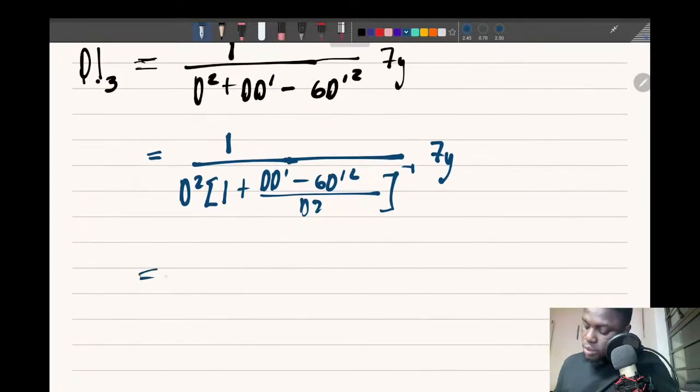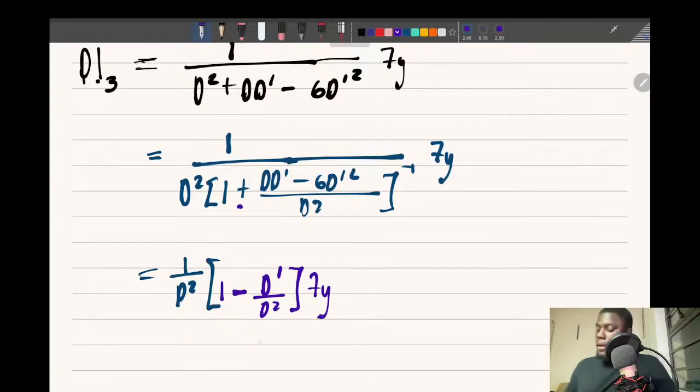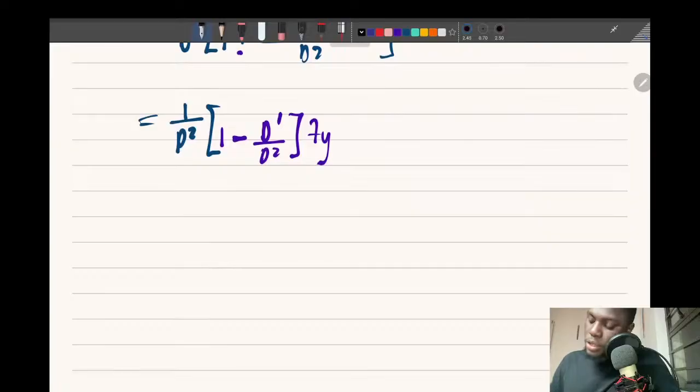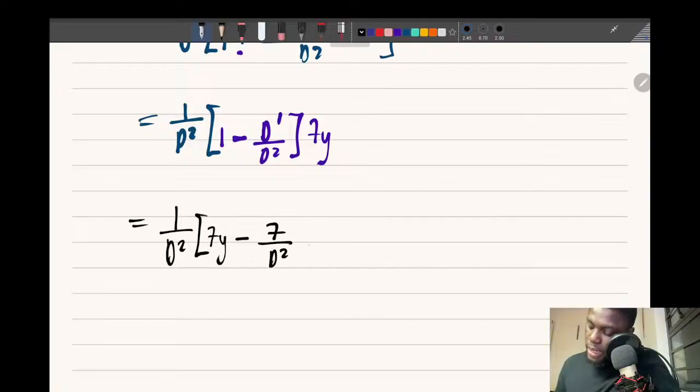Then you just have it as 1 over D squared. Then you'd have, this becomes a minus. It becomes 1 minus, and here you'd have D prime over D squared, by 7y. Now we know when you introduce this D prime, it will cancel out a y. So we can say this will be 1 over D squared, and you'd have here 7y minus, in here the y should go, it will be just 7 over D squared, like that.